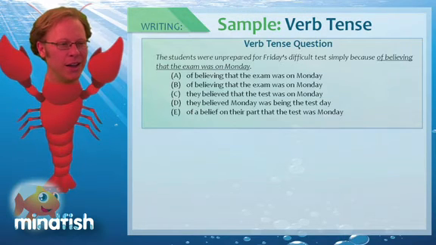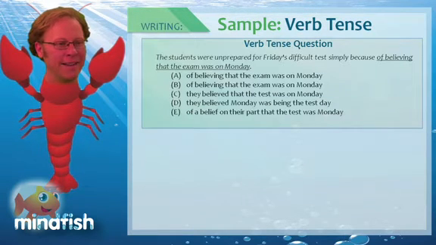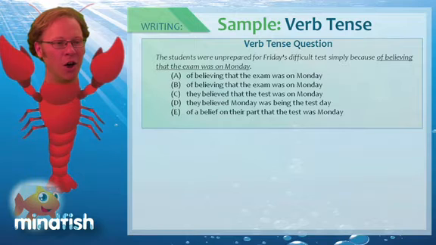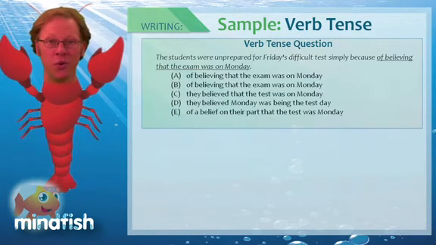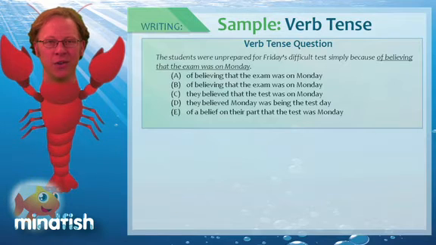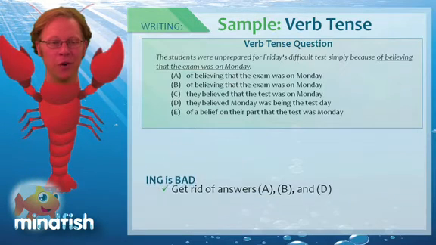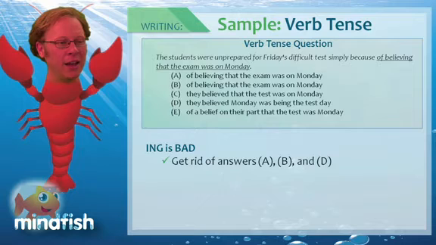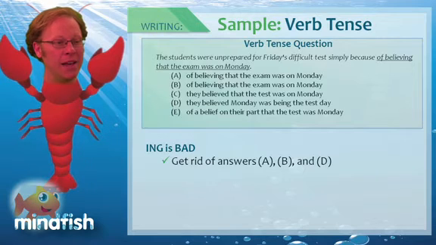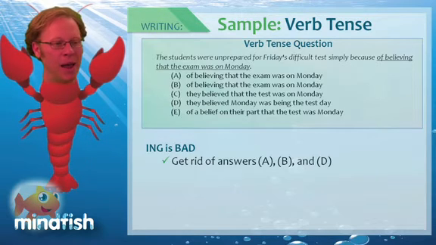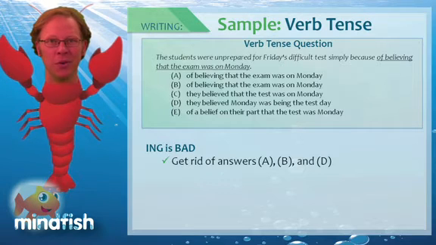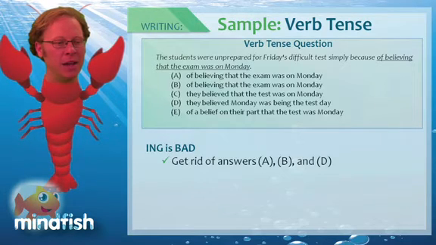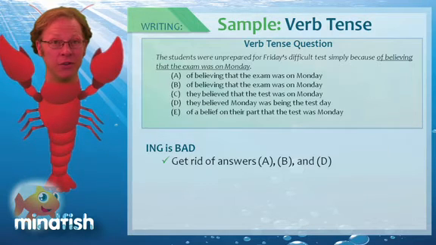Here's the first one. The students were unprepared for Friday's difficult test simply because of believing that the exam was on Monday. We can apply the 2 rules that I just mentioned and narrow down the answer choices significantly. First of all, let's get rid of any sentences with ing verbs. A, B, and D all have bad ing verbs. D specifically contains one of our least favorite words, being, and A and B, if you read them, are pretty darn awkward, and the reason is basically because of the ings.